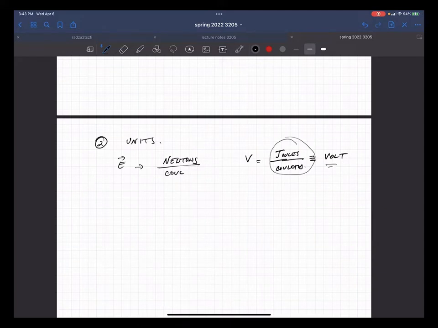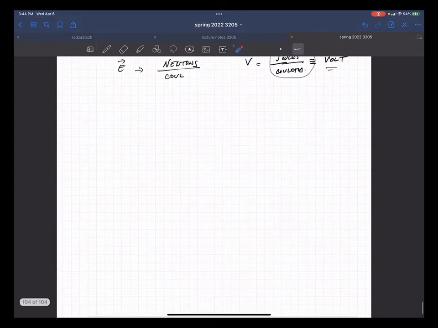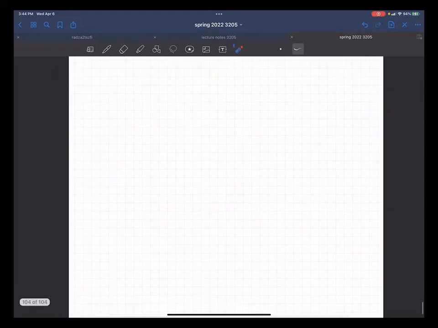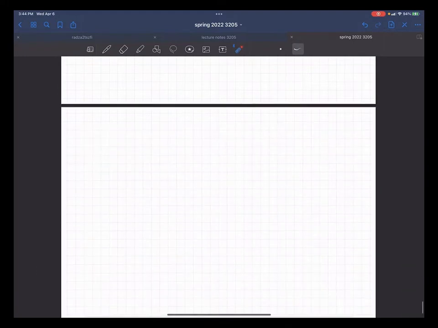Volt is the name, but we shouldn't forget that it's really talking about the work that a unit of charge would have to do to get from one place to another, and it's basically relating potential energy to kinetic energy. So that's all the stuff from last time. Now let's talk about new stuff.